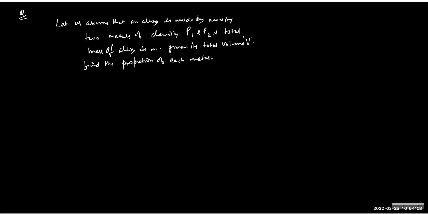So how can we solve this? We can write the equation V equals to, what can we write? So let's say X, you can write like this. So mass of metal 1 is X. So mass of metal 2 will be how much? M minus X. Correct? Can we try? Yeah, you can try. Go ahead.